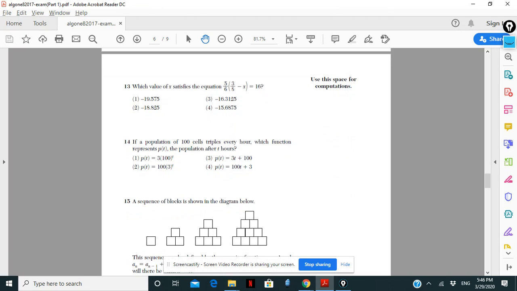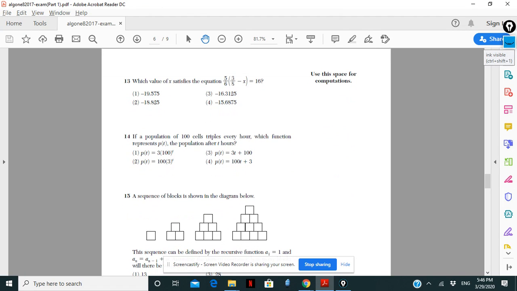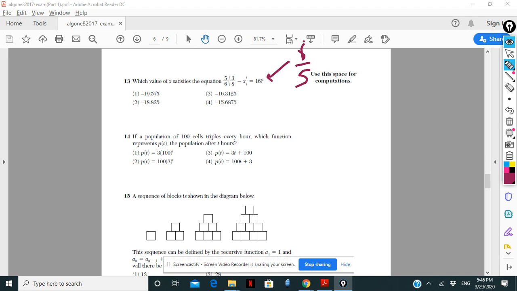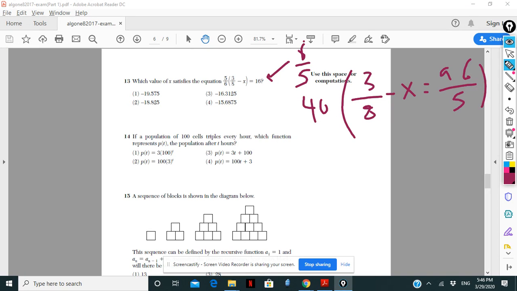Question number 13. So I'm going to multiply both sides by 6 over 5 to get rid of the fractions. So I get 3 over 8 minus x equal to 16 times 6 is 96 over 5. After that, again, I'm going to multiply by 40. Why 40? Because this is the least common denominator between 5 and 8.